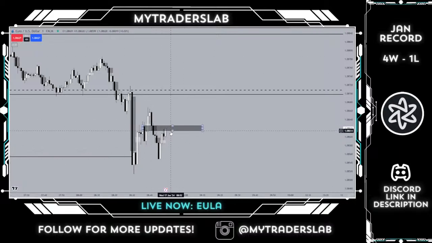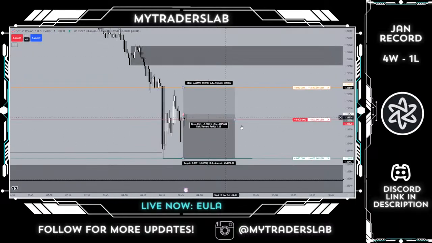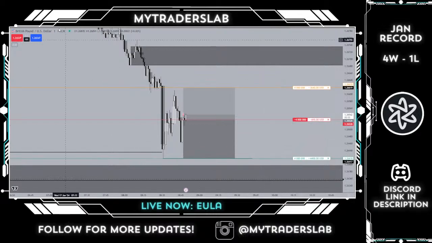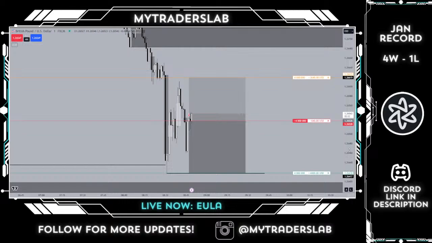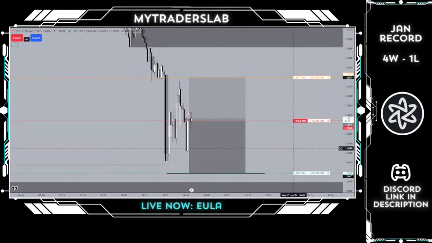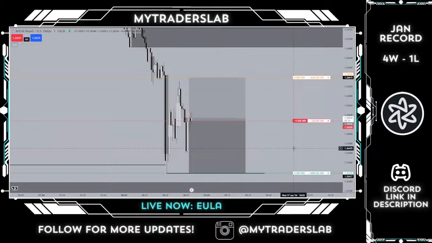Okay, on the Euro, we actually tapped inside. Oh, there's a pump. I'm gonna keep my eyes here instead of the Euro USD. Let's go. It's just closing doji. It's just chilling right now.